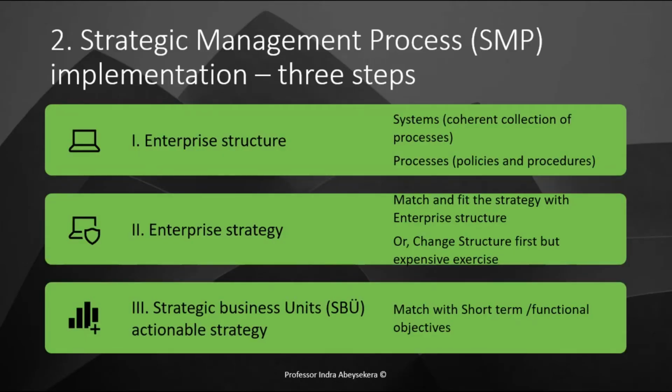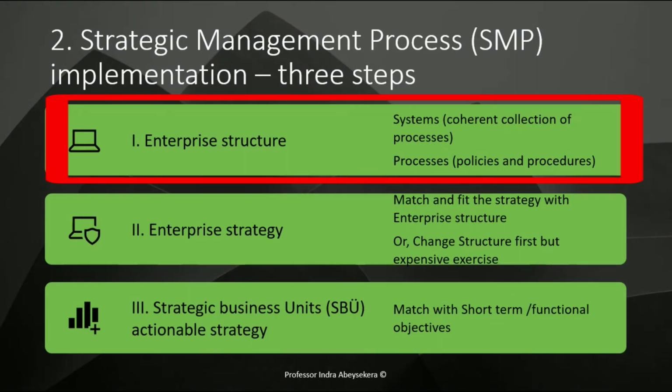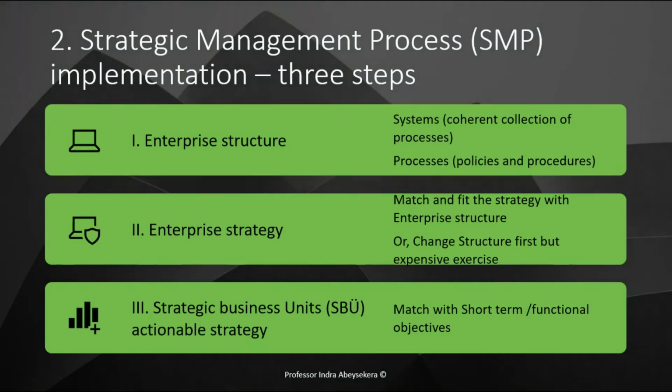The second phase of the strategic management process is the implementation. There are 3 steps. First is enterprise structure. In that, there are systems and processes. Systems are the coherent collection of processes, and the processes are the policies and procedures. So they need to be examined constantly to ensure that the strategy could be implemented and the goals could be accomplished.